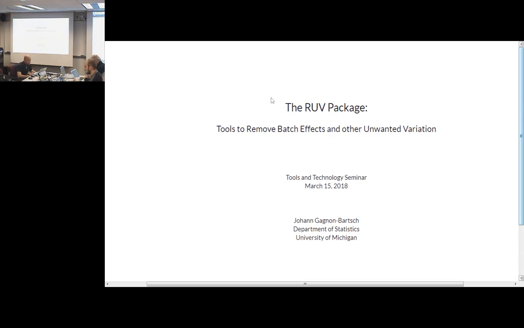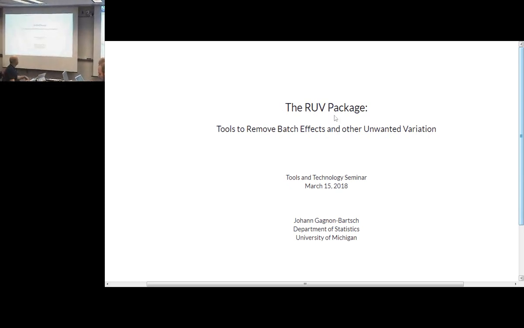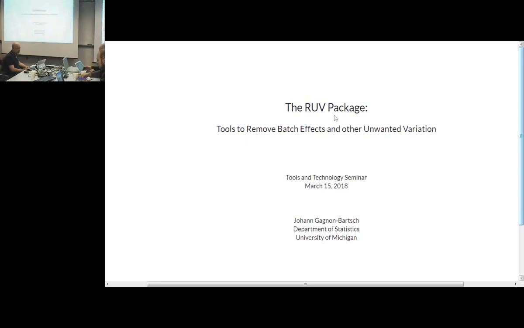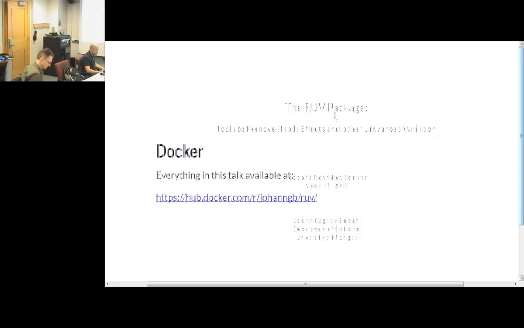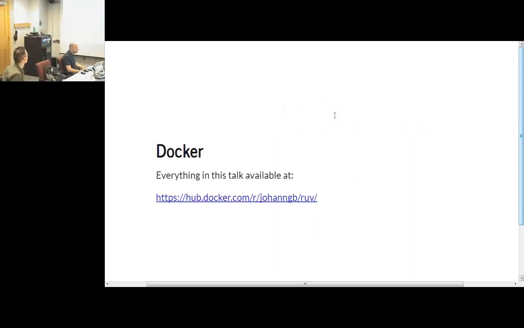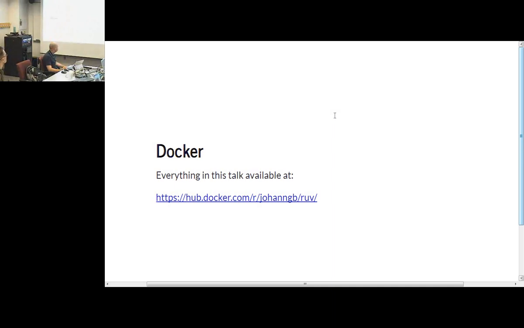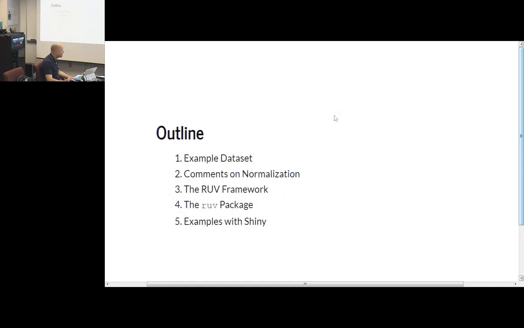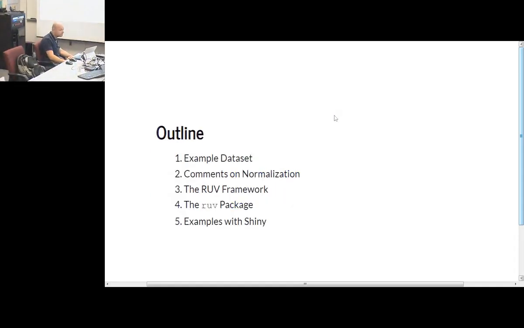Thank you. So I'm going to be talking today about the RUV package. RUV stands for Remove Unwanted Variation. It's tools to remove batch effects and other unwanted variation. Just as a heads up, everything that's in the talk today is on Docker. So if you go to this URL, you can get all of the code that I use and also even these slides. In fact, I'm running all of this from within Docker at the moment.